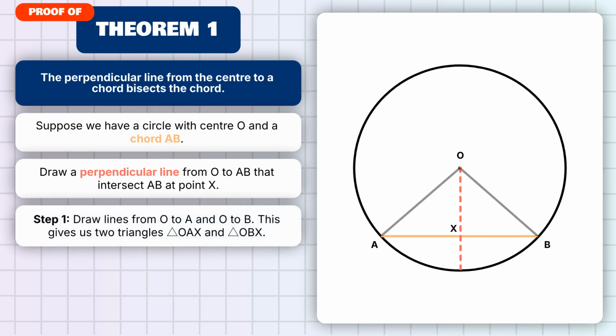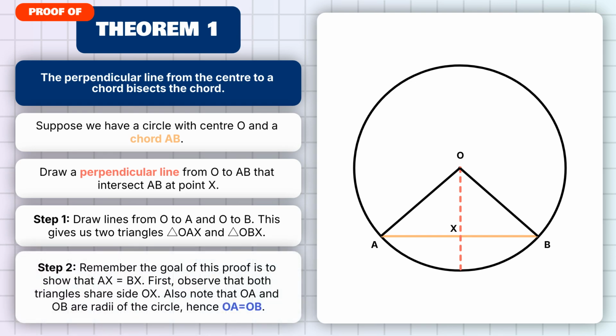For step 1, draw lines from O to A and O to B. This gives us two triangles, OAX and OBX. The goal of this proof is to show that AX equals BX. To do this, let's start making some observations. First, both triangles share the side OX. Second, OA and OB are both radii of the circle, hence OA equals OB.